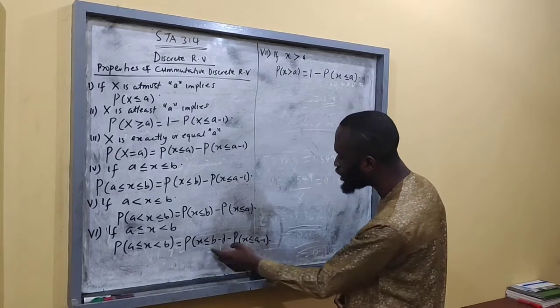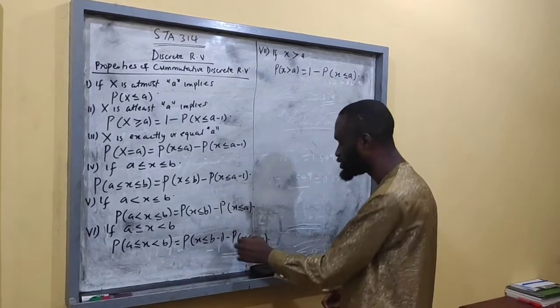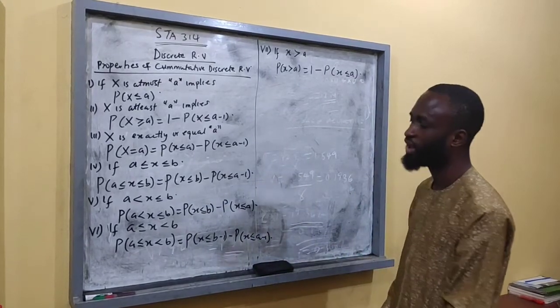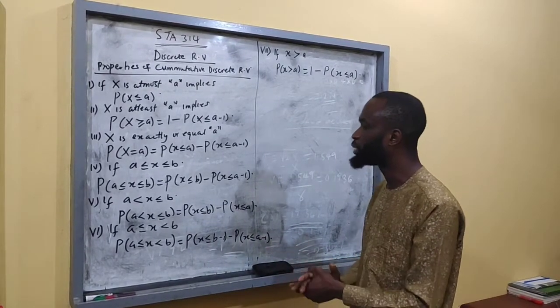b is equal to probability of x less than or equals to b minus 1 minus probability of x less than or equals to a minus 1. And that is how to deal with the probability.